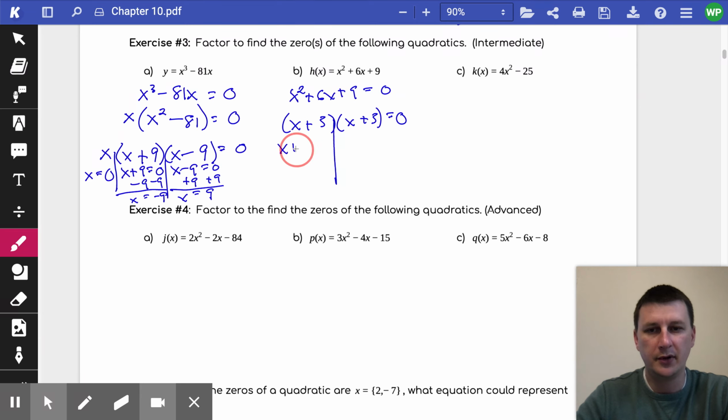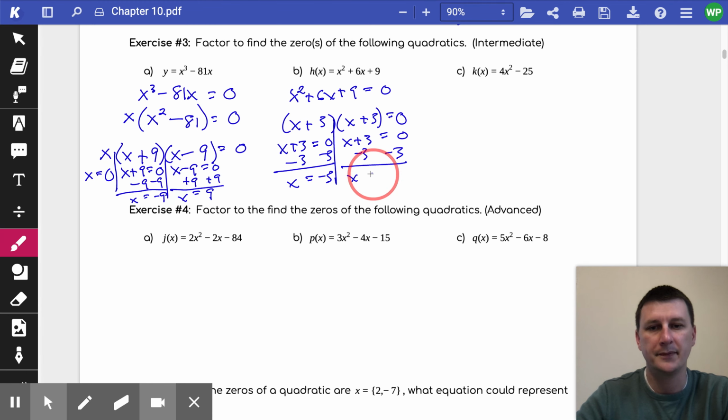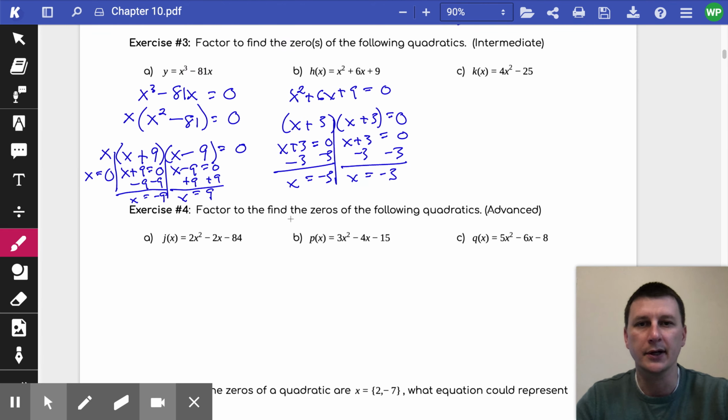Now, these are actually both the same thing. So what I'm going to actually do here is I only need to solve it once, because by solving it once, I get my answer of x equals negative 3. Even if I did it over here, guess what? x equals negative 3. So what does that mean in terms of a graph, though?